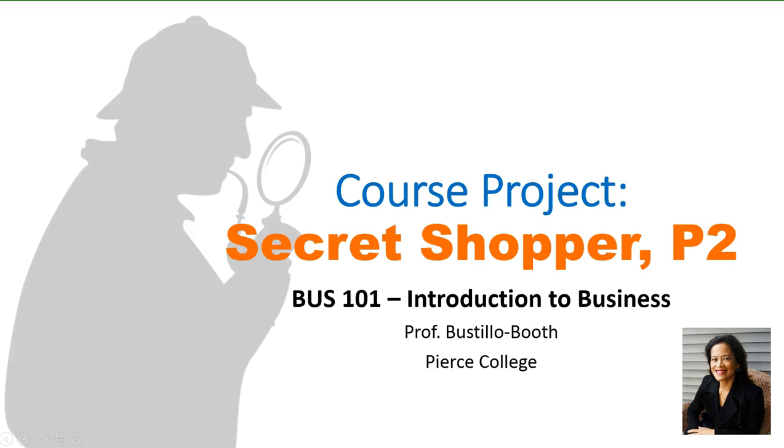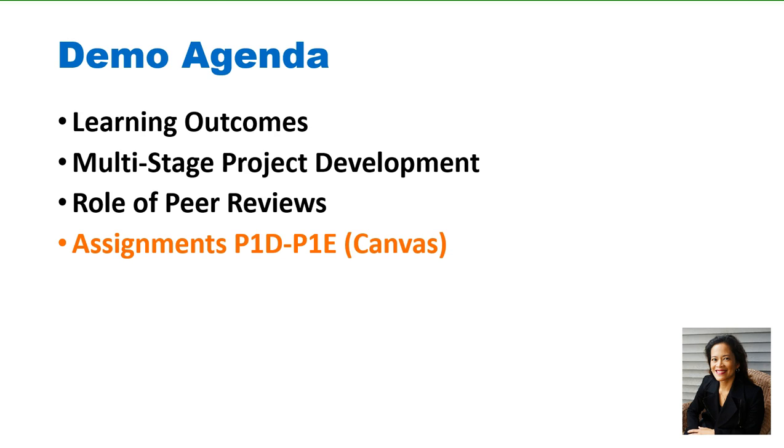This is part 2 of the video tutorial for the Secret Shopper project for Business 101, Introduction to Business. In the last installation, we discussed the learning outcomes, and I'll just briefly go over it here, as well as the multi-stage development of this project. I also went over the role of peer review, so we'll briefly discuss it here or remind you of its value. And then we'll dive into the assignments for Project 1D and Project 1E.